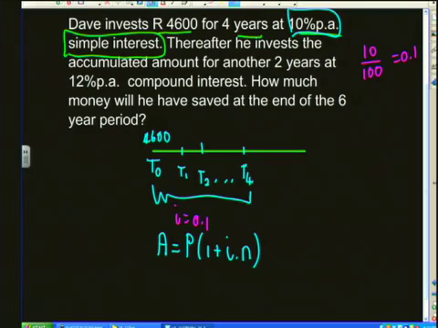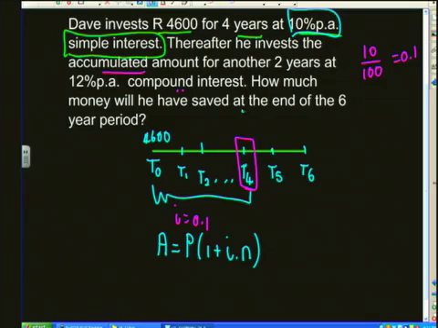Then he invests the accumulated amount. So whatever he has at this point in time, he then takes that and he invests it for another 2 years at 12% per annum, but now it's compound interest. So another 2 years. We're going to carry on our timeline. We've got year 5 and then year 6.